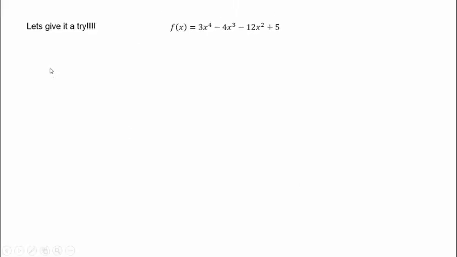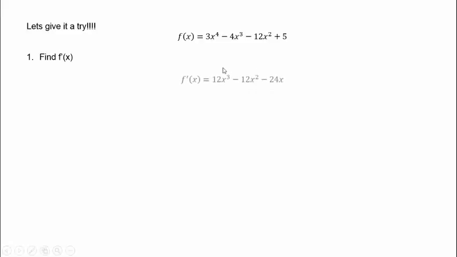So the function that we're going to look at today is 3x to the 4th minus 4x to the 3rd minus 12x squared plus 5. And our first step, if you recall, was to find f prime of x. And so when I took the derivative of the above function, I got 12x to the 3rd minus 12x squared minus 24x. I'm not going to go into how I took the derivative because we've been doing that for a while and I know that you all know how to do it. You can go ahead and check my work, but we're just going to move on and you're going to assume that I'm right.